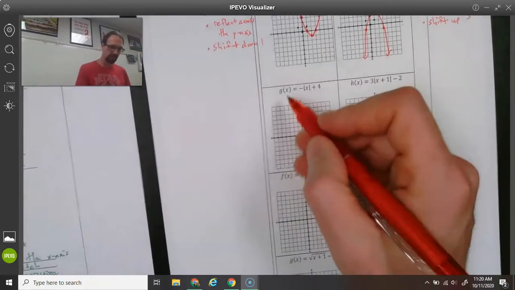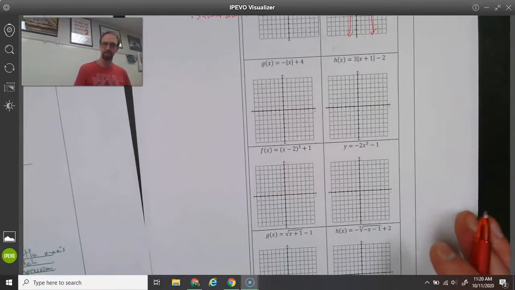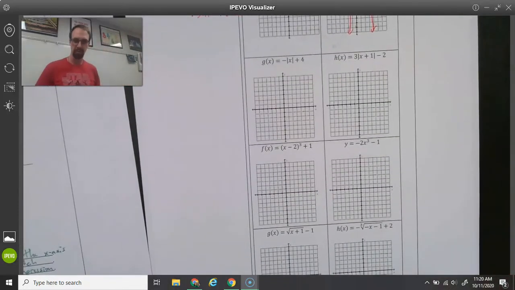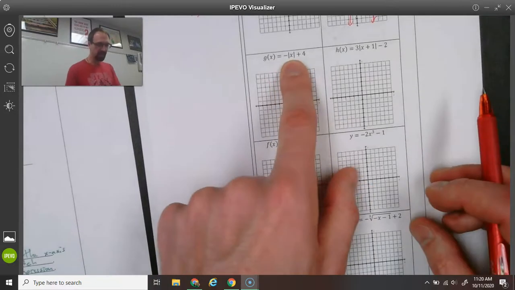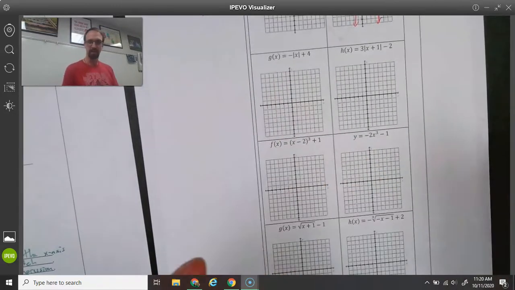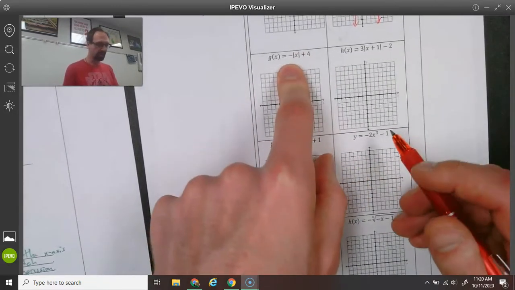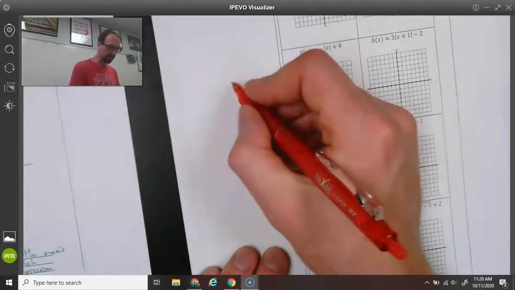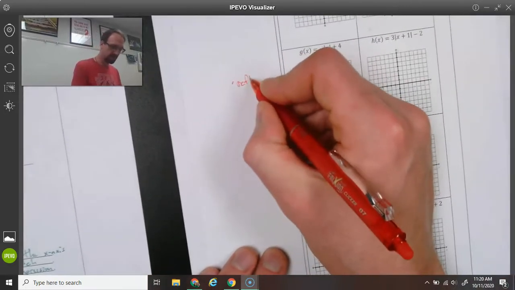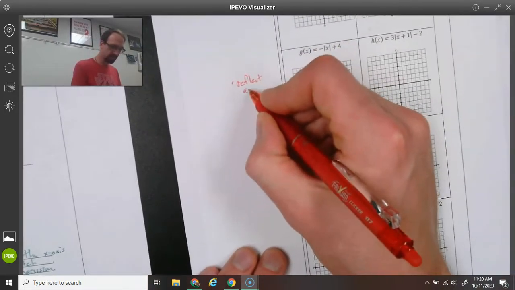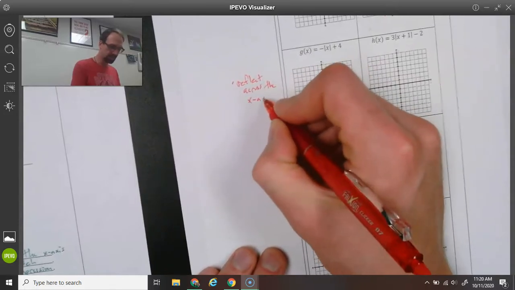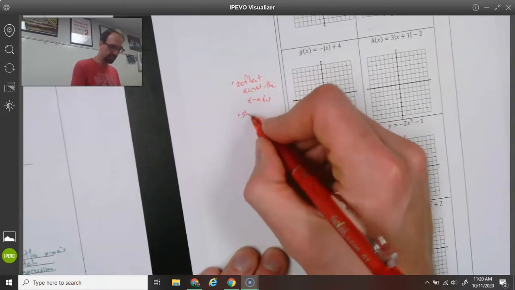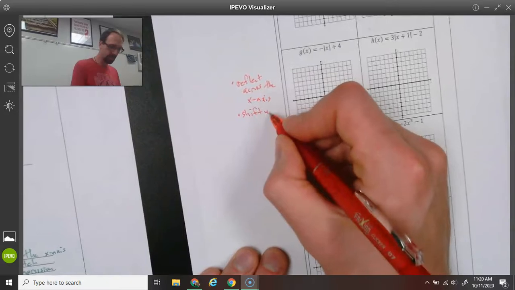For g of x, g of x equals the opposite of the absolute value of x, plus 4. So again, there's no shift left or right inside the absolute value part. This negative sign is outside, so this is going to be a reflect across the x-axis, and then shift up 4.